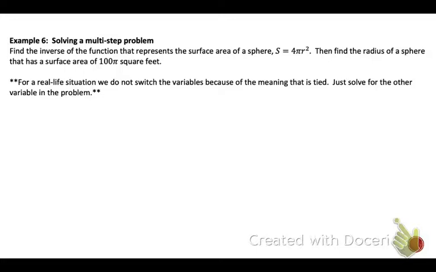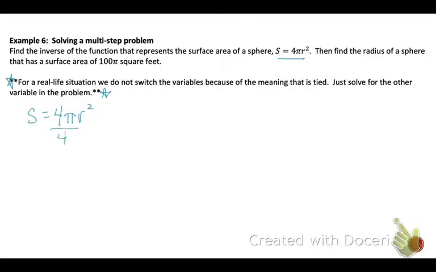And then we're going to use that inverse formula and find the radius of a sphere that has a surface area of 100 pi. So for a real life situation, a formula that has variables with meaning that are not x and y, we do not interchange or switch the variables because meaning is tied to those. We just simply solve for the other variable. So write down your formula, S equals 4 pi r squared. To find the inverse, we're simply going to solve now for the variable that it is not solved for, which is r. So we just undo the math.